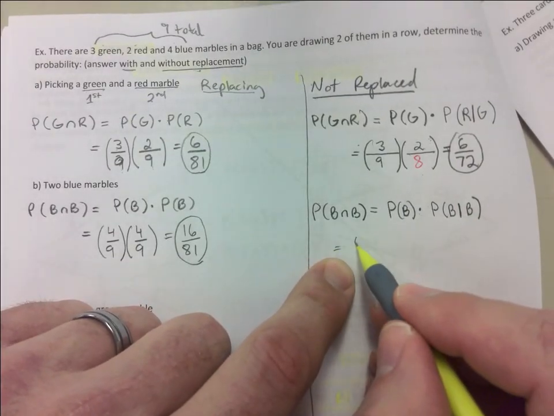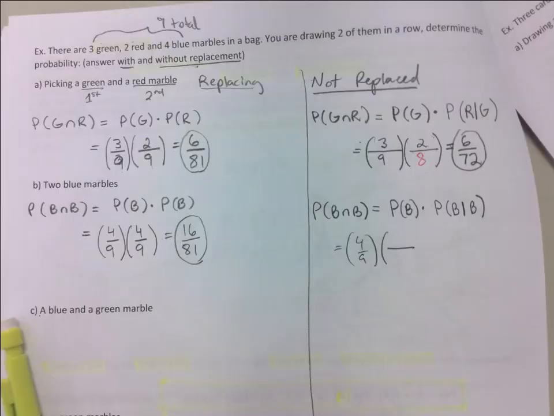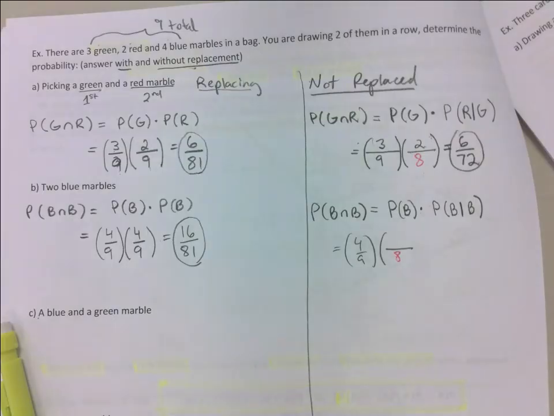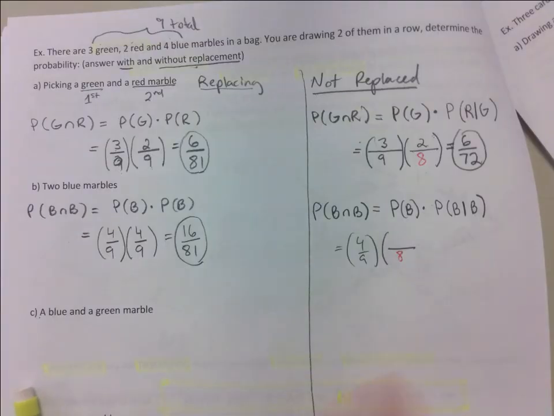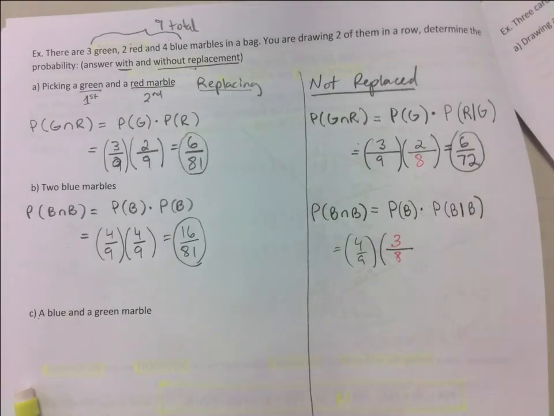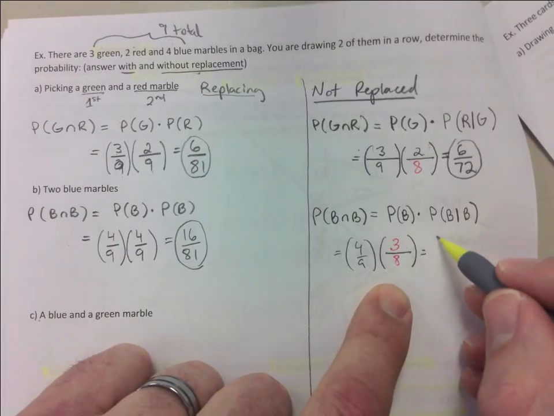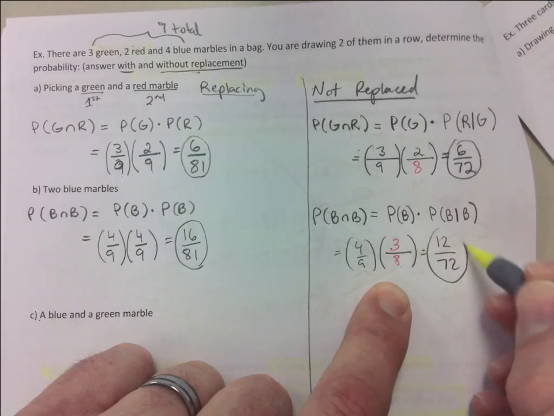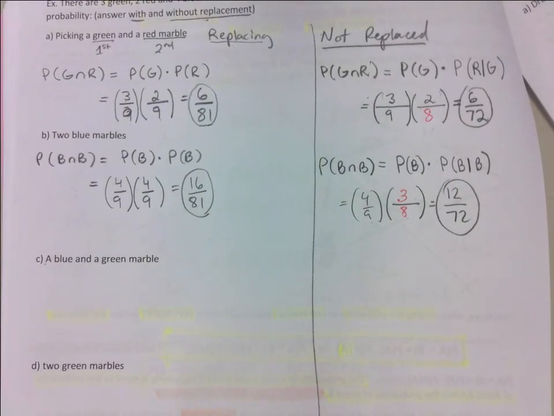So probability of blue is 4 over 9, just like before. However, what's going to happen now? I hope you all understand that we're down to 8, because we're removing, we're not replacing. What about the top? Do I have all 4 blues left? Nope, it's 3 now. So now your probability is 4 times 3 is 12, 9 times 8 is 72. So that's how your answers are different. Okay.